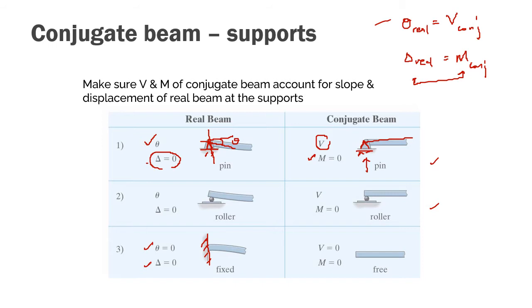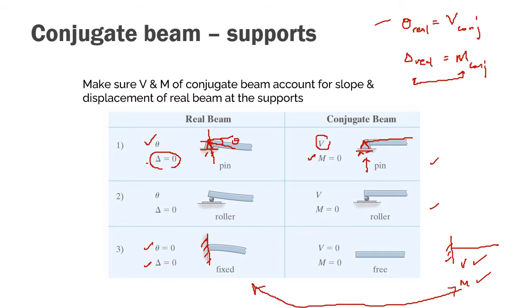But if you remain your conjugate as fixed, if you have the same boundary condition for fixed, you know that fixed, you will have shear. There will be shear and there will be moment. So these two relations are not the same. They are basically different.